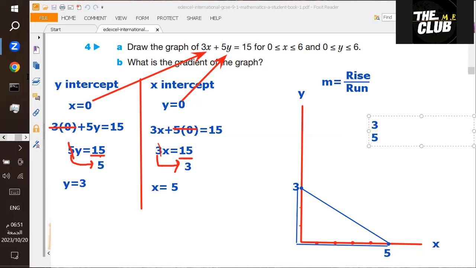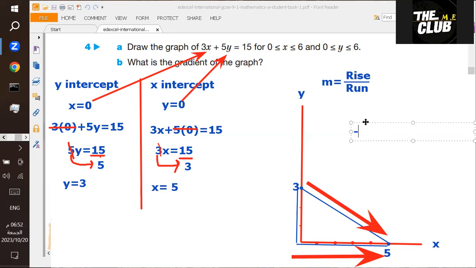Good. Now, the last thing before you finish, you have to know if it's positive or negative. How do you know? You always start from the negative part of the x, from the negative side, and you go to the positive side. It means you go this way. Every time you go this way, the line goes down. You notice that the line is going down. If the line is going down, it means that the gradient is negative. So this one is negative 3 over 5. And this is the gradient that we are looking for. And that's the answer of question B.